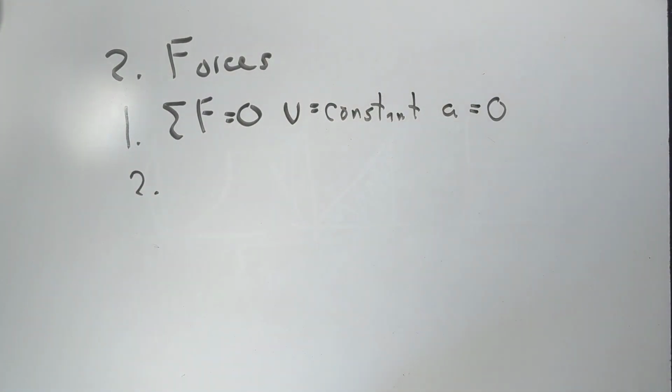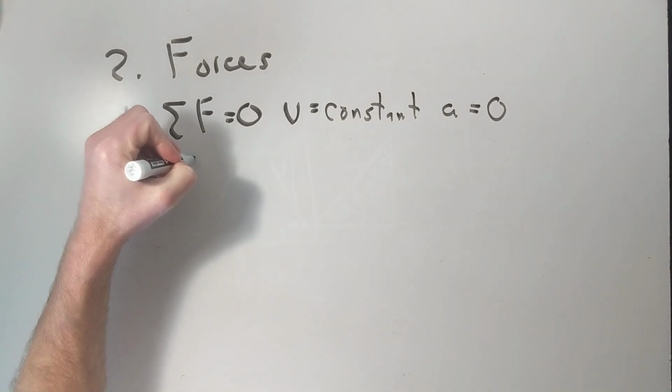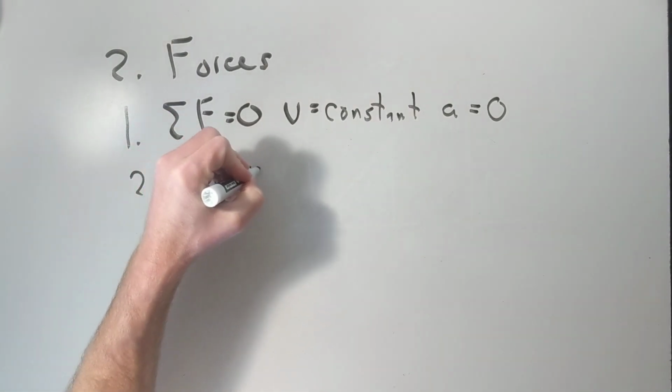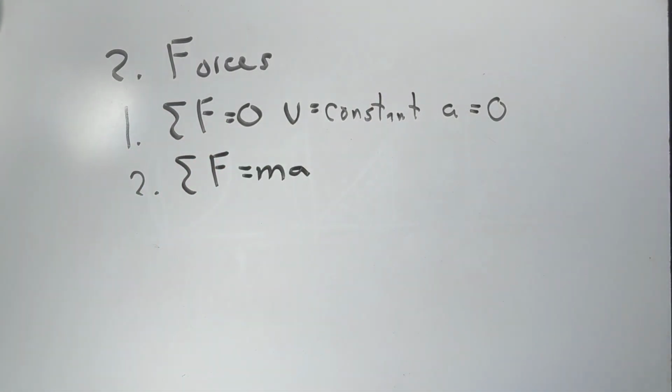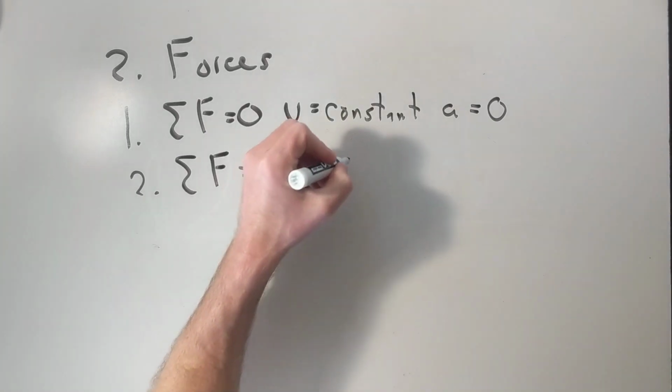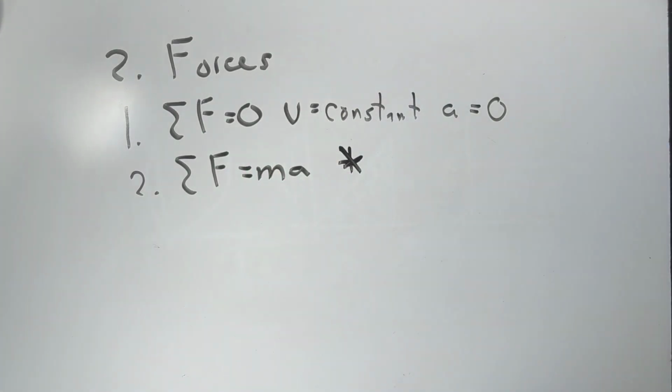If the object has unbalanced forces on it, then the unbalanced force must be equal to ma. The bigger the mass of an object, the less it's going to accelerate. The bigger the force, the more it will accelerate. This is your bread and butter type equation that happens on here.